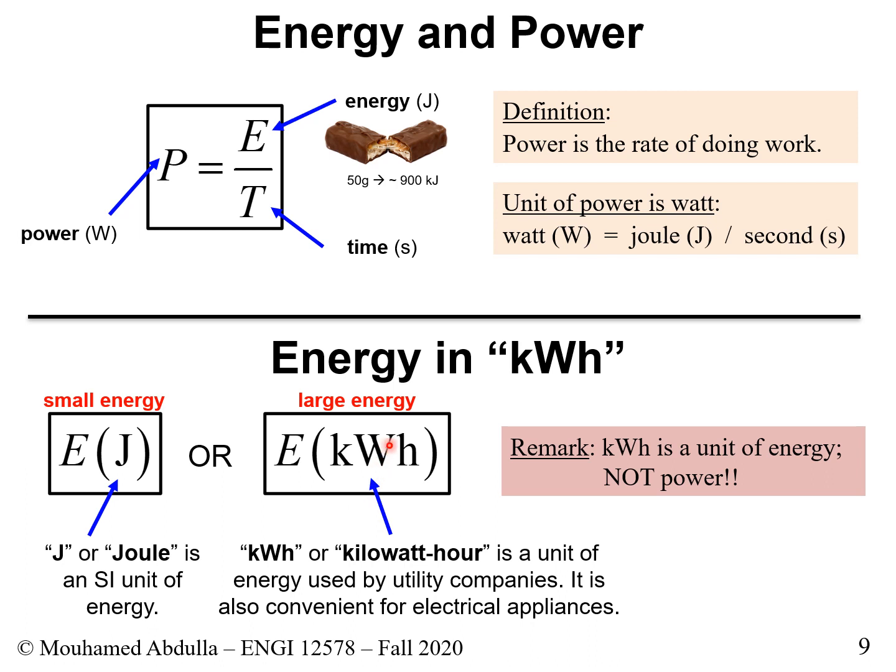But if we are talking about a large amount of energy, we will not talk of joules. We will talk of kilowatt hour. Kilowatt hour is a unit of energy used by utility companies, Elexicon, Hydro One, Hydro-Québec. It is also convenient for electrical appliances. Sometimes you might see different equipment where the amount of energy that a device might consume will be provided to you. In general, power is provided, but sometimes you'll find this as well. Okay, so remark: kilowatt hour is a unit of energy, not power. I hope you will be reminded of this.